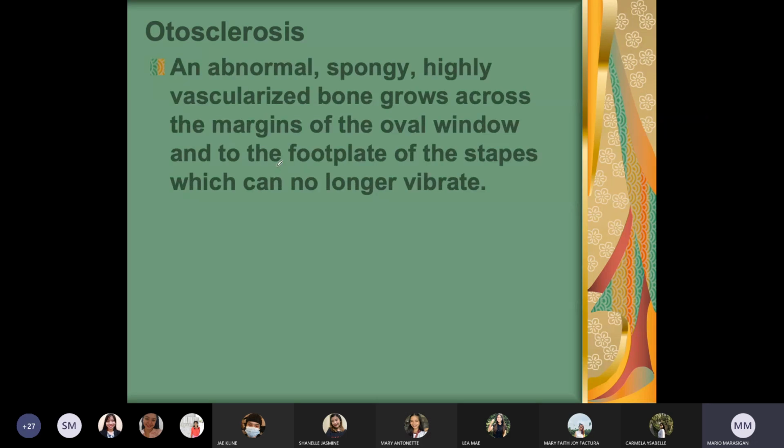Next is otosclerosis. Otosclerosis, it is an abnormal, spongy, highly vascular bone grow across the margin of the oval window. Okay? Mas malimit sa footplate ng stapes. Okay? So, pagka nagkaroon ng extra bone doon sa footplate, then hindi makaka-vibrate ang iyong stapes. Okay? Anong tawag? Otosclerosis. Otosclerosis, may extra bone. Yan.